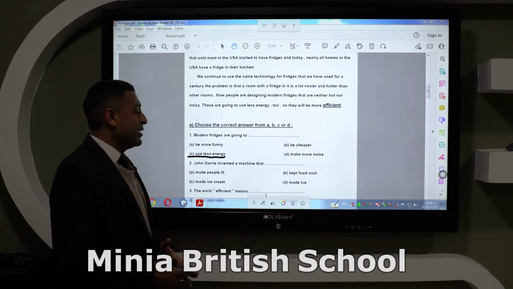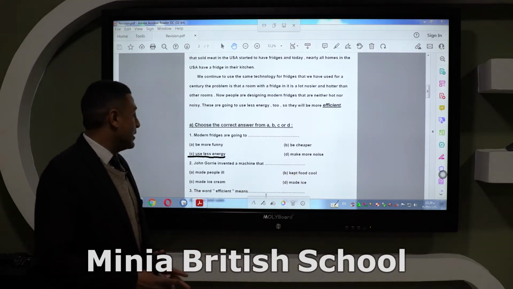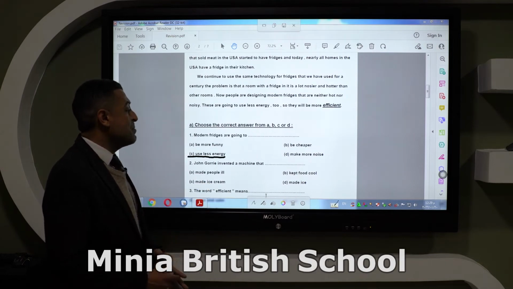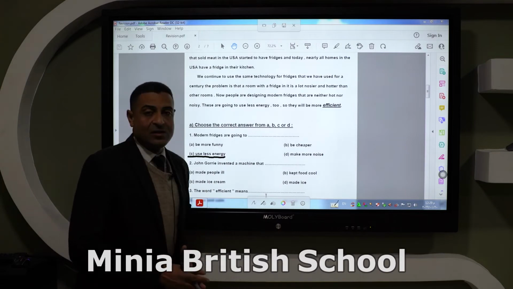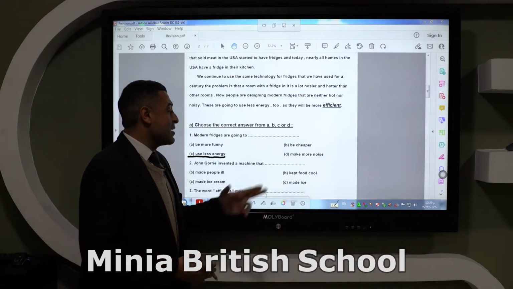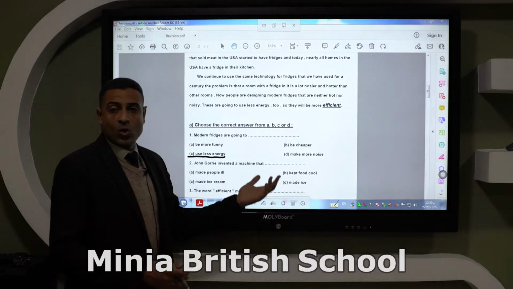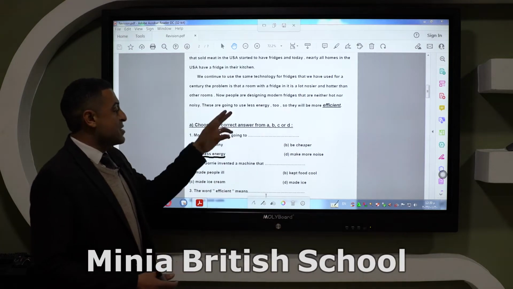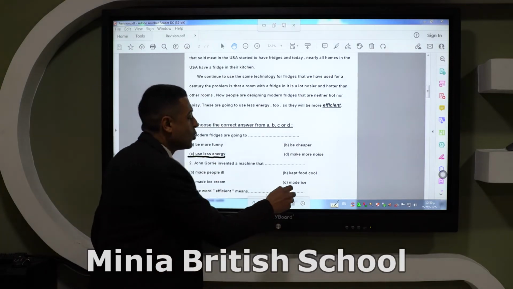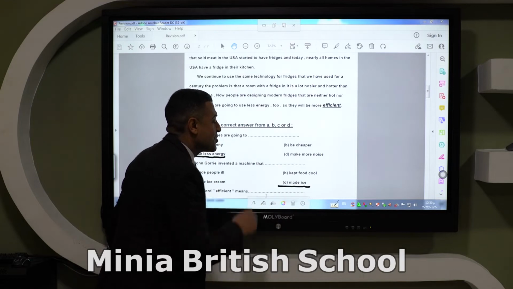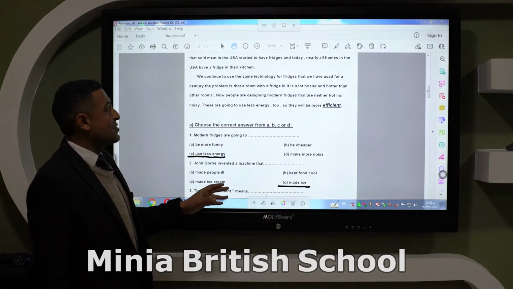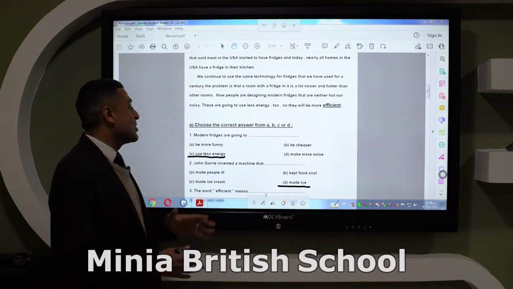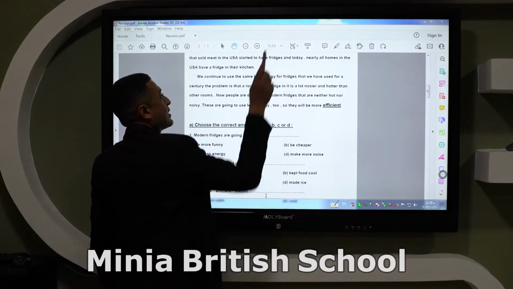John Gorey invented a machine that made people ill, kept food cool, made ice cream, or made ice. Of course, you can tell me that this machine can make or keep the food cool. But here, the main reason for the machine was to make ice. So the answer is a machine that made ice. And this one is already mentioned here and was clear in the text.